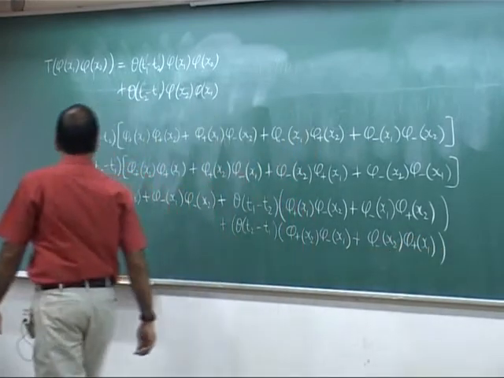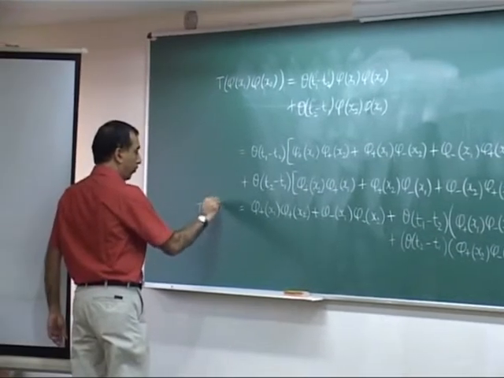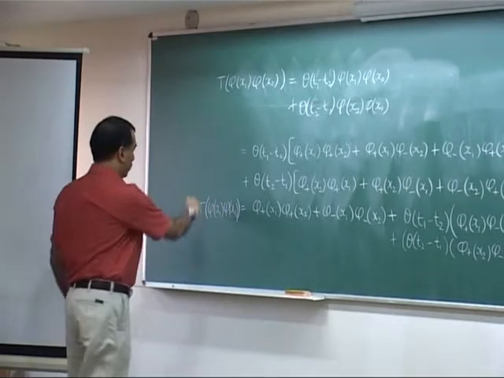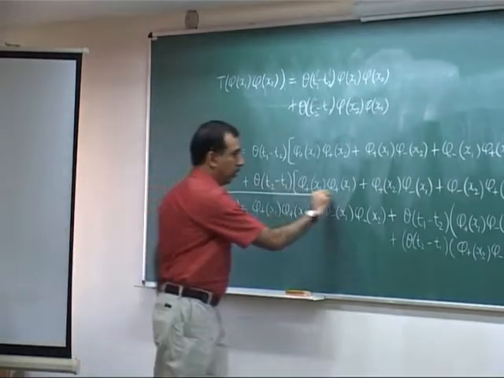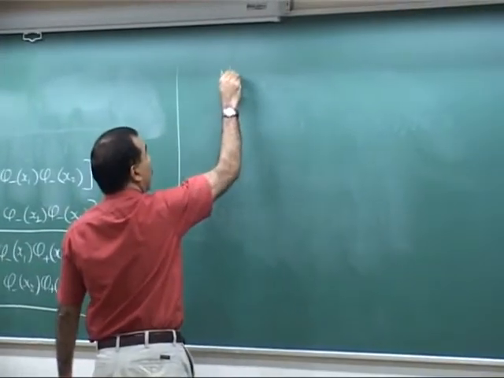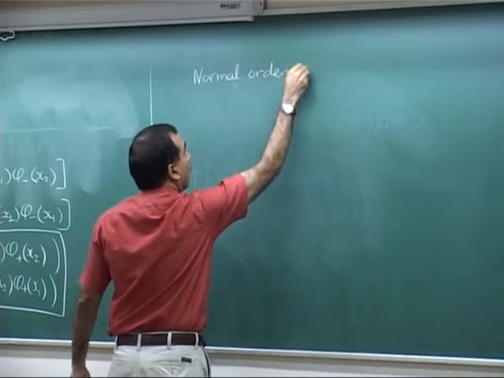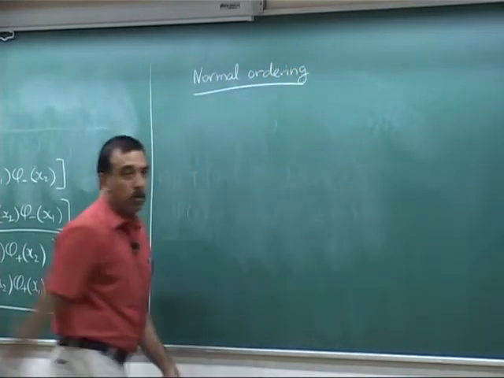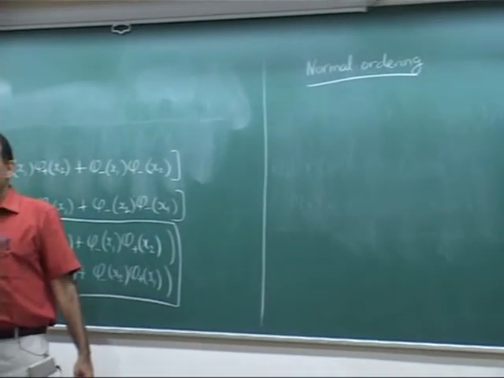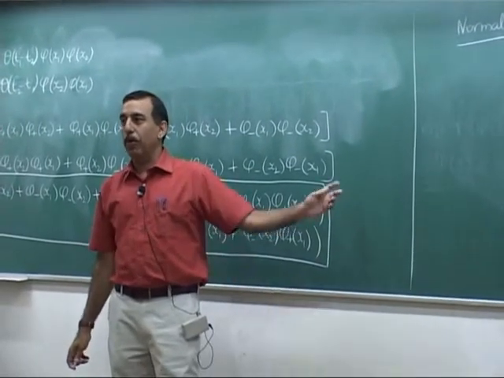Good. So this is the answer that I want to use for T of phi, X1, phi, x2, it's all this. So let me put it in a box. With another kind, this is time ordering. I want to compare it with another kind of ordering called normal ordering, which is also useful to define because it will be important later on. Okay, this is another prescription for ordering operators, which has a very useful property.